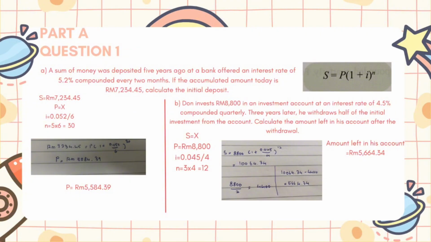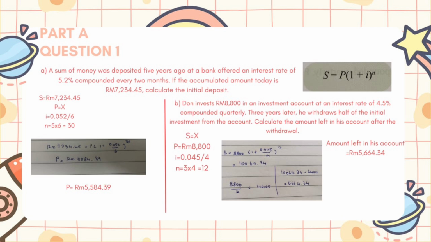For the next question, Don invests 8,800 in an investment account at an interest rate of 5.5% compounded constantly. 2 years later, he withdraws half of the initial investment from the account. Calculate the amount left in his account after the withdrawal. In this question, we are asked to find the future value first. After that, we must minus the half of the investment, which is P.